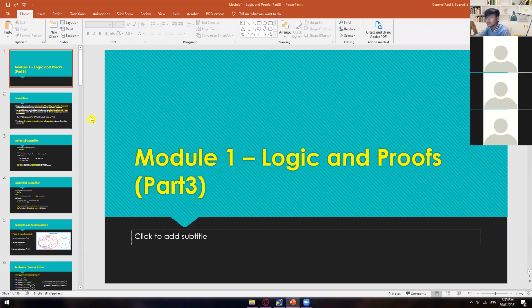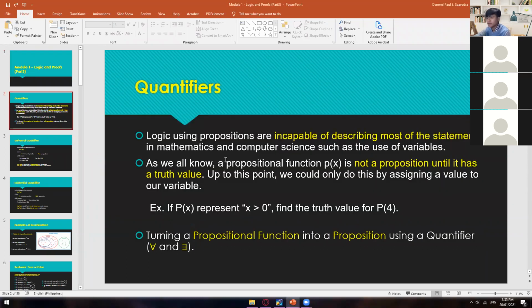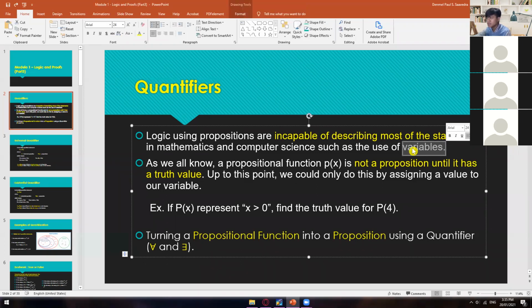All right, we start with the quantifiers. Last meeting, we discussed the laws of logic, connectives, the symbols, and so on. But that is still lacking to have a complete proposition. Logic using propositions is incapable of describing some of the statements in mathematics and computer science, such as the use of variables. That is why we have quantifiers to add variables. We can have 1 variable, 2 variables, or 3 variables in a statement or proposition.